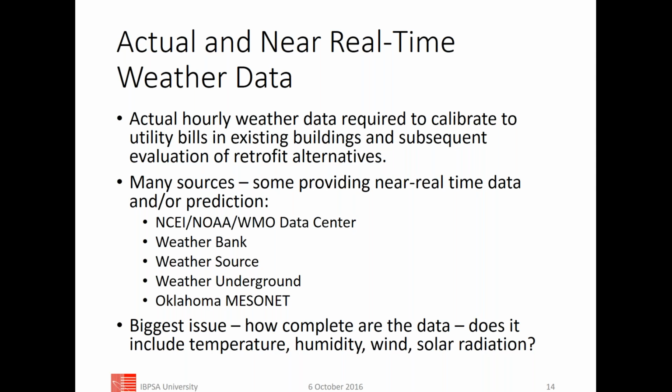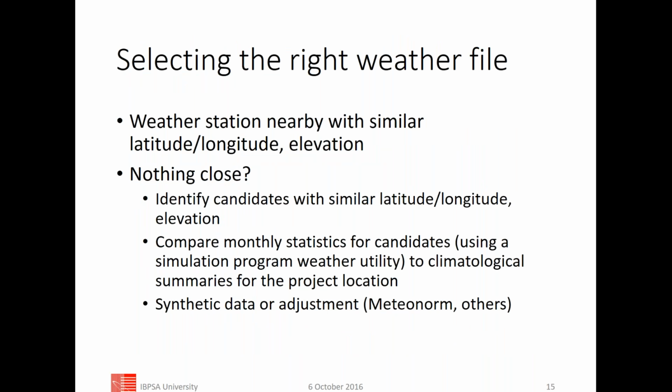Do you have the temperature, the humidity, wind speed, and direction? Is it accurate? Or are you going to need to modify it? Or do you have cloud cover if there's no solar radiation so that you can calculate the solar radiation?